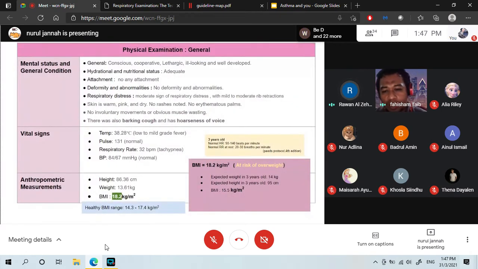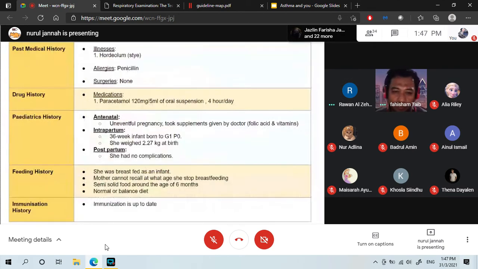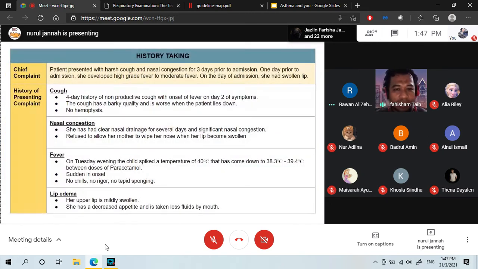Okay, Rawan, stop. Before we go to the physical examination, can we go back to the history? If I ask you, what is the main reason this child is being admitted to the hospital? Yeah. Okay.